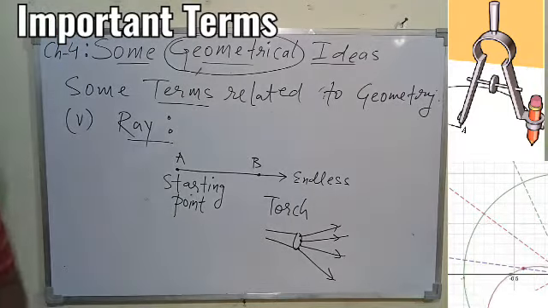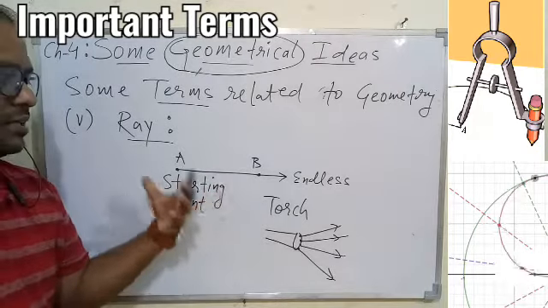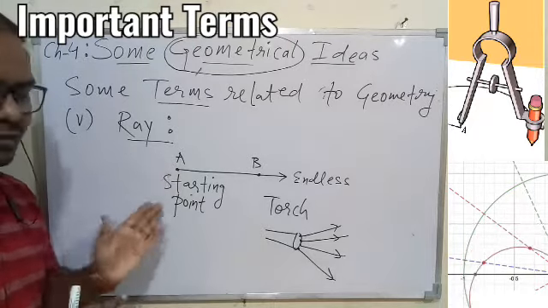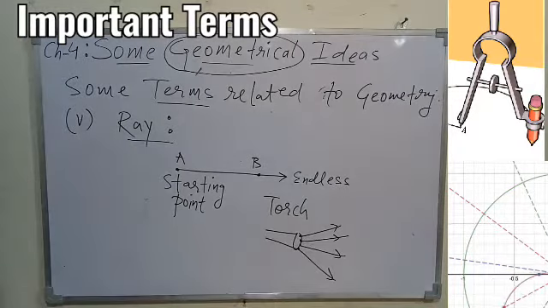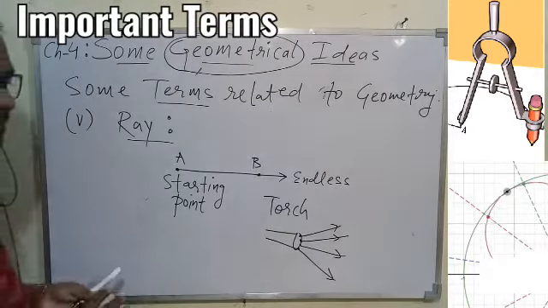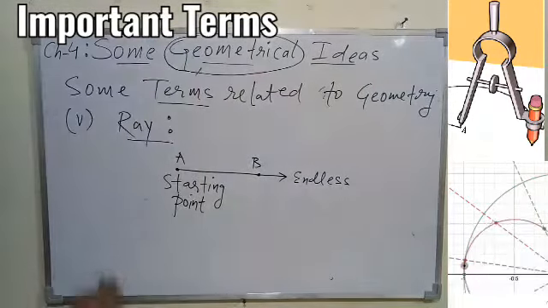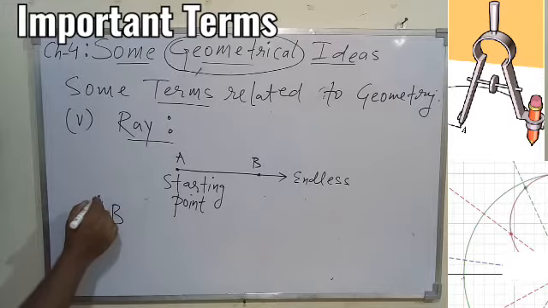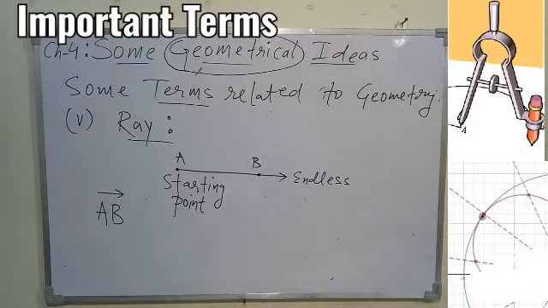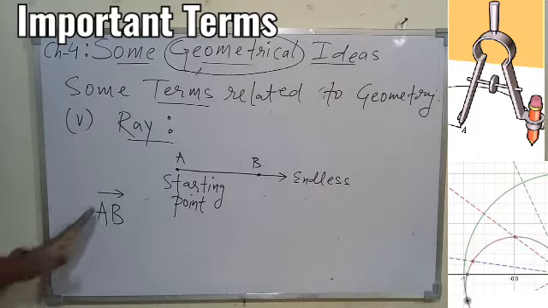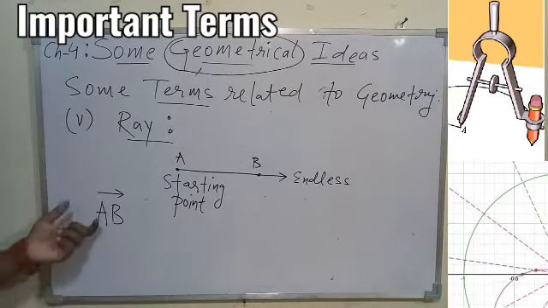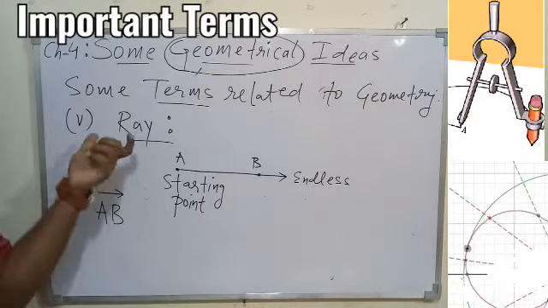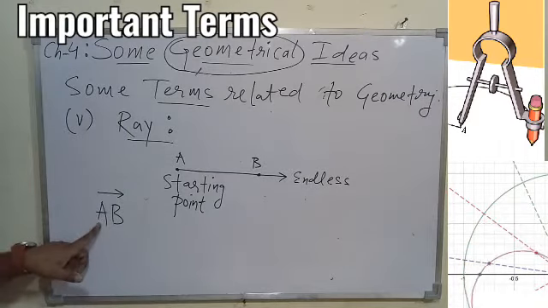I hope you understood. Overall, a ray is a part of a line, such that it has one fixed point on one side, and on the other side it has no fixed point, so it is non-terminating on one side. And how do we write a ray? For example, to show ray AB, I write AB with an arrow mark above it. It simply says that AB is a ray with the very first letter as the starting point.